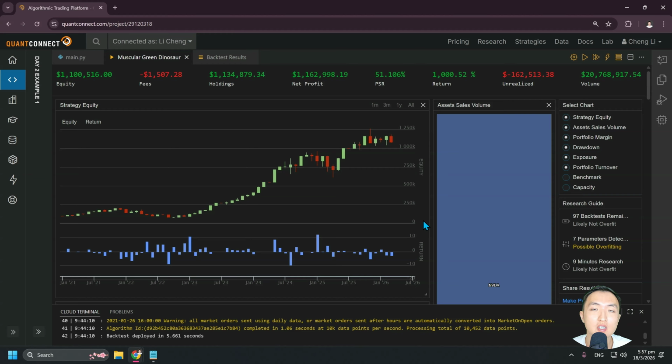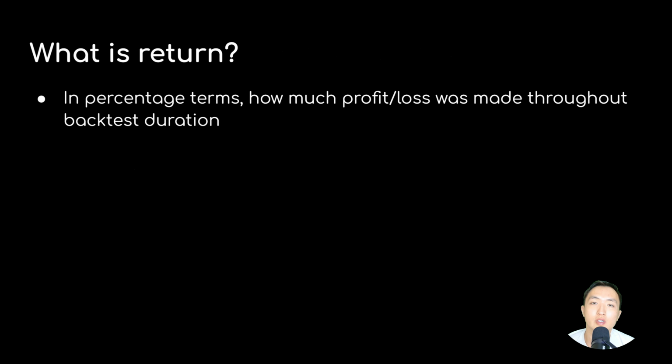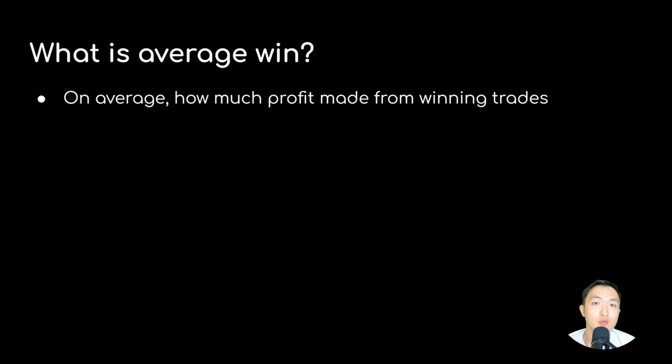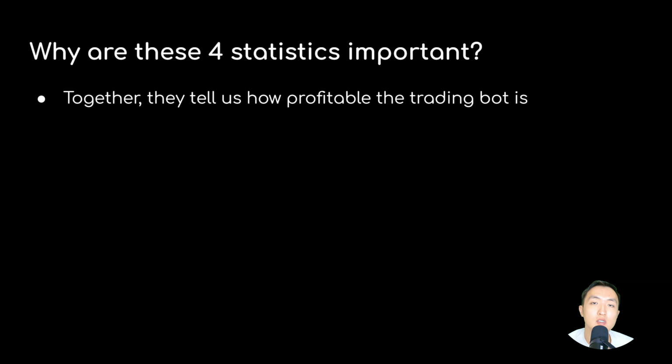Every backtest page gives us a lot of statistics regarding the backtest that we ran. In my opinion, the most important ones are return, average win, average loss, and win rate. Return tells us, in percentage terms, how much profit or loss was made throughout the duration of the backtest. Average win tells us, on average, how much profit was made from winning trades. And average loss, on average, how much loss was made from losing trades. Win rate tells us the percentage of our trades that were profitable. These four statistics are important because, together, they tell us how profitable our trading bot is.